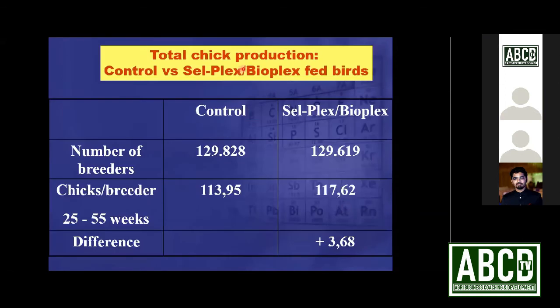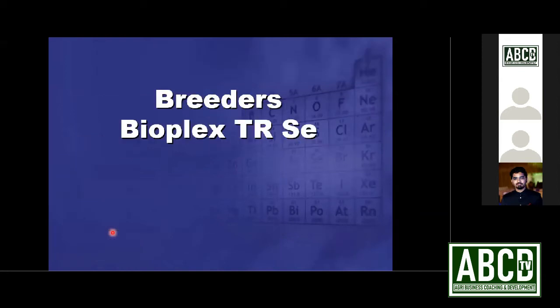So total chick production, control versus CellPrex and BioPlex. This is, again, 10 studies that were analyzed and put together, 2 from universities and 8 studies from the field. And by the end, by using CellPrex in combination with BioPlex zinc and BioPlex manganese, you'd have around 3.6 more chicks per hen. This was from 25 to 55 weeks old hens.